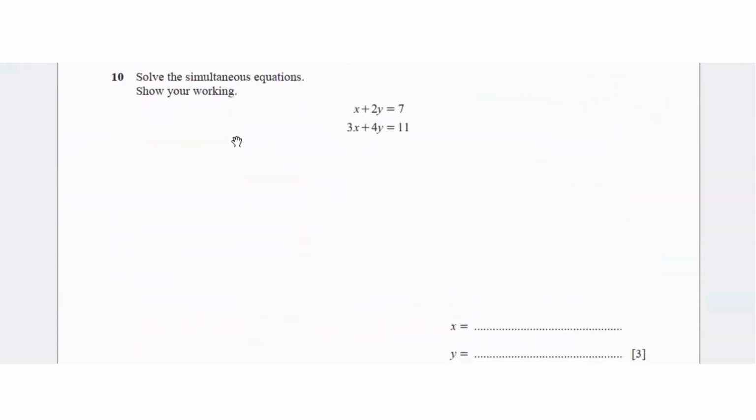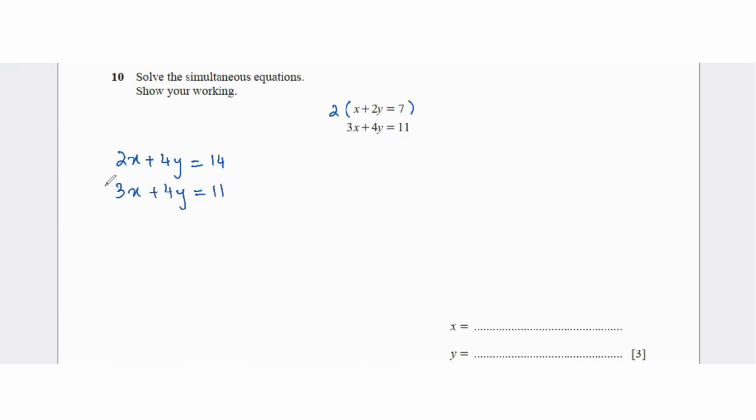Next question says solve the simultaneous equations showing your working. So we can use the elimination or the substitution method. I'm going to go for elimination in this case. So I'm going to multiply the first equation by 2, which makes it 2x plus 4y equals to 14. And the second equation remains the same, 3x plus 4y equals to 11.